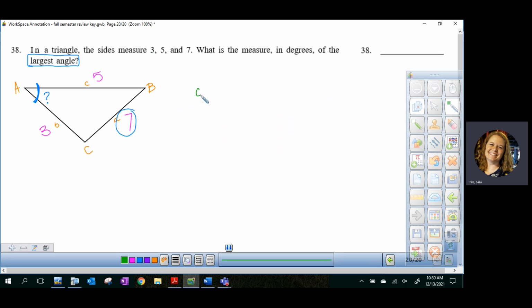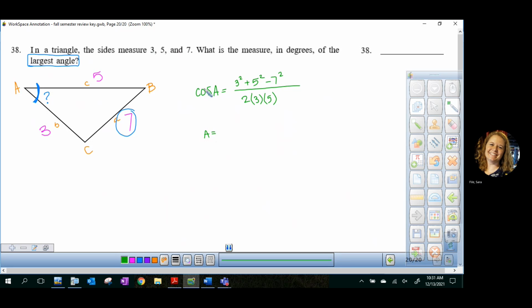So law of cosines again. It's going to be the two sides that are not across from what we're looking for. Those are the ones that you're squaring and adding. And then you subtract the one squared that's across from it. And then you multiply 2 times the 3 and the 5, 2 times those others. Okay, so I'm going to calculate this, but then to get the angle, what am I going to do afterward? I'm going to inverse cosine of all of that.